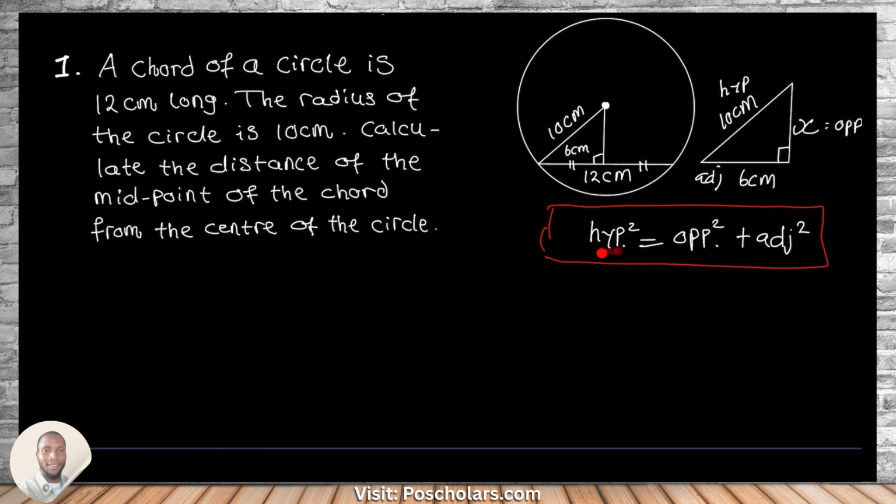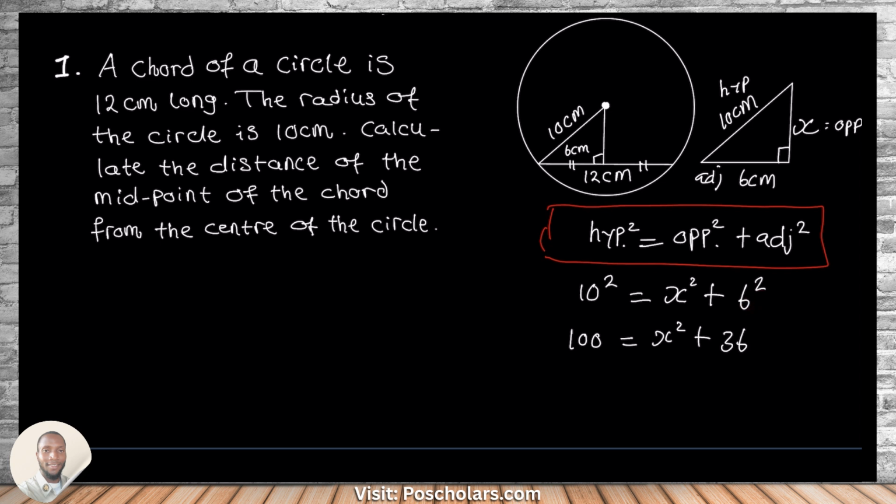Now let's substitute. It says hypotenuse squared. What's the hypotenuse? 10. So we represent as 10 squared is equal to, what's the opposite? Unknown. So let's take that as x squared, right? Then plus, what's the adjacent? The adjacent is 6. That's 6 what? Squared. 6 squared, right? Now let's expand. 10 squared is the same as what? 100. That's 10 times 10. Then x squared plus what? 6 squared gives what? 36, right?